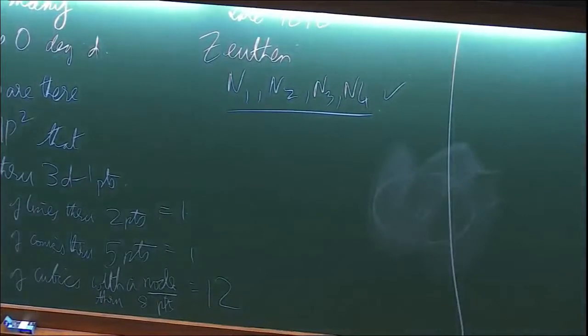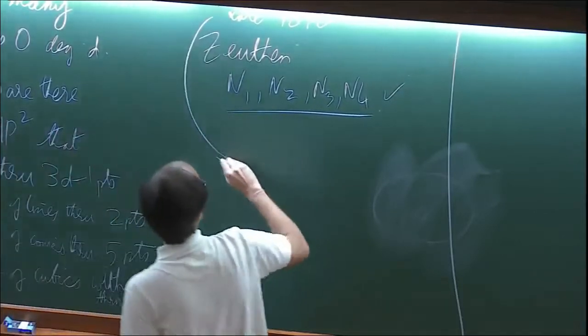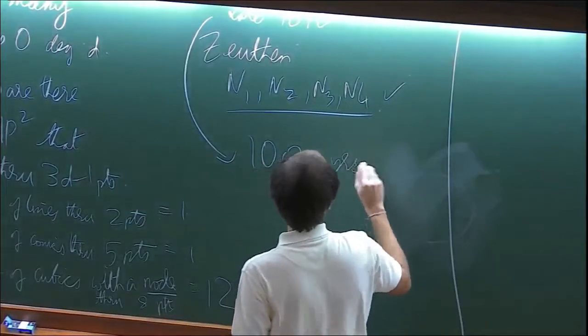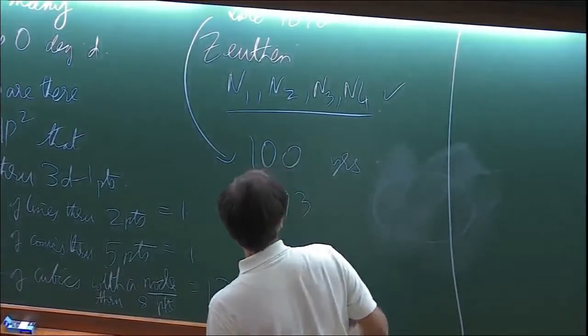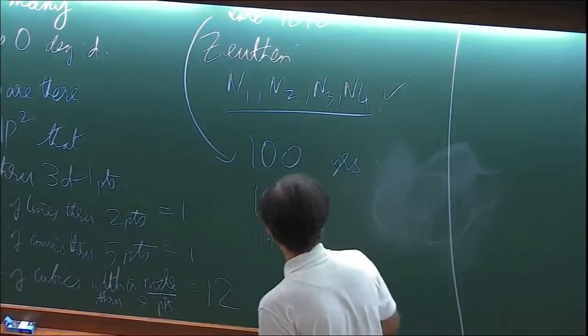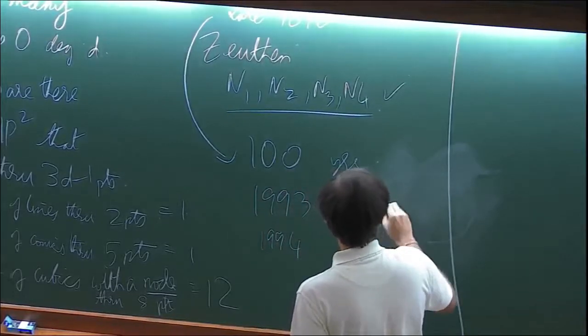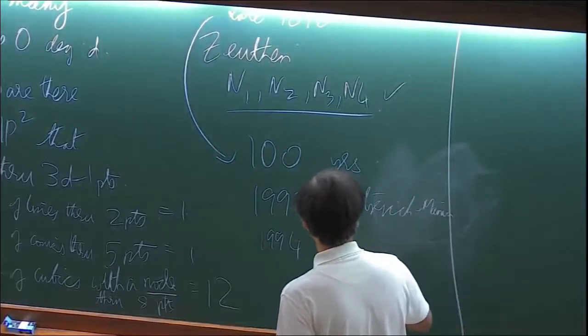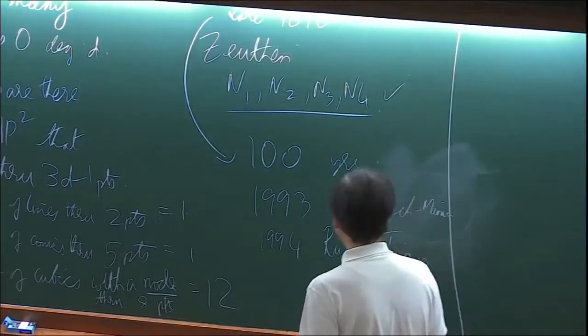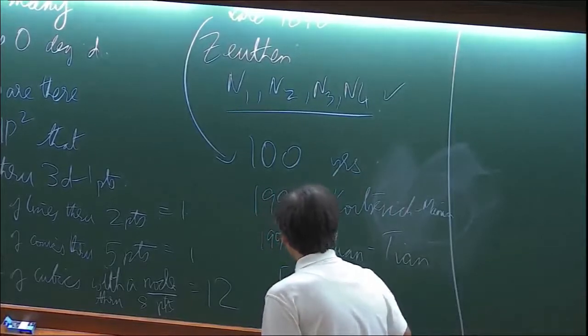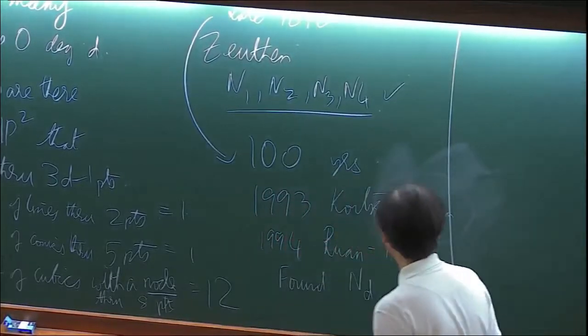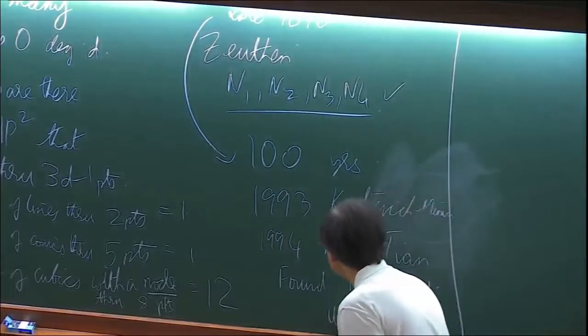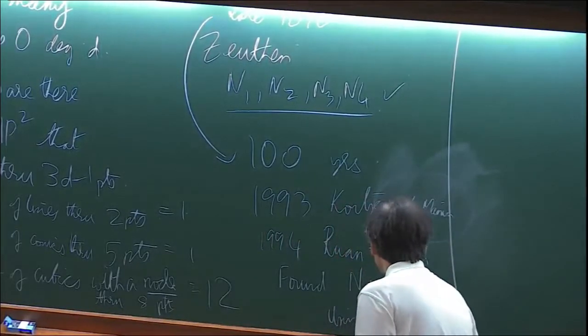So I'll try to advertise or motivate quantum cohomology by saying that you have to wait for another 100 years, until 93 and around the same time 94. This is Kontsevich, Manin, and this is Ruan and Tian. They found the value of N_d for CP2. So this is using quantum cohomology.